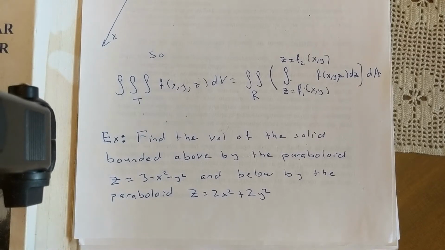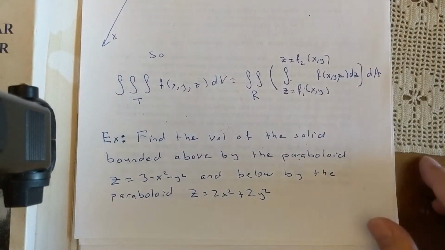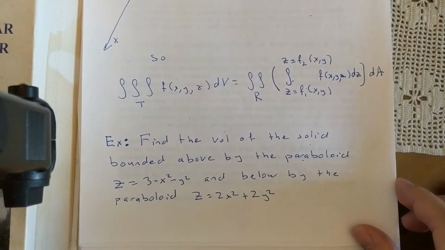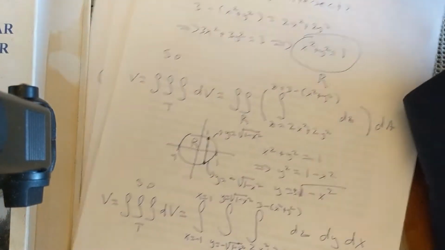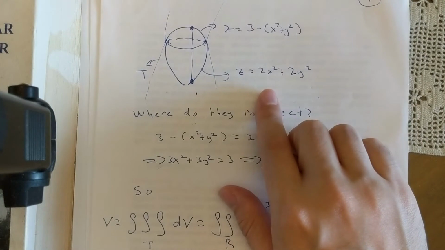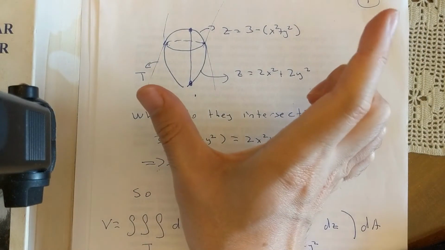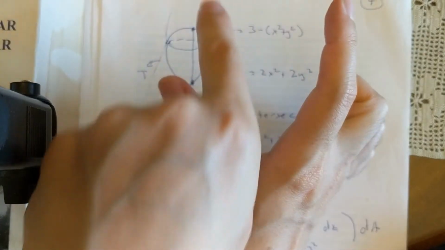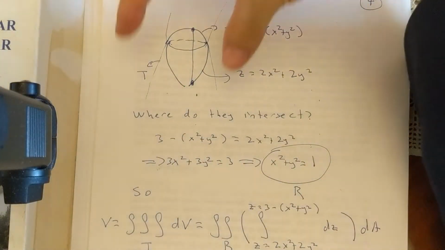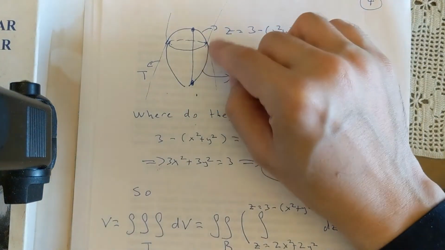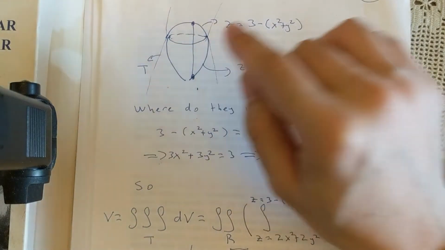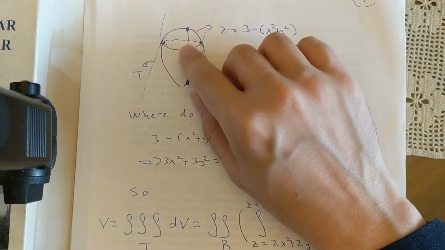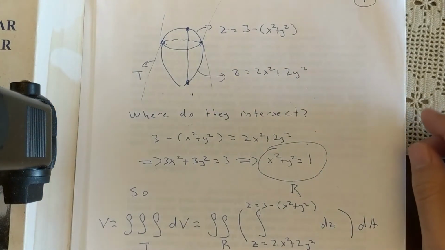Again, I would suggest that if you're able to draw these, you should try to draw them to see what's going on. It's a lot easier to set up these integrals when you see the whole solid. The paraboloid z equals 2x squared plus 2y squared is opening upwards, and the other one is opening downwards. So the two paraboloids are going to intersect in a circle. That's going to be our region R.